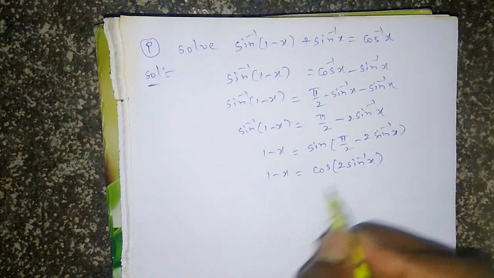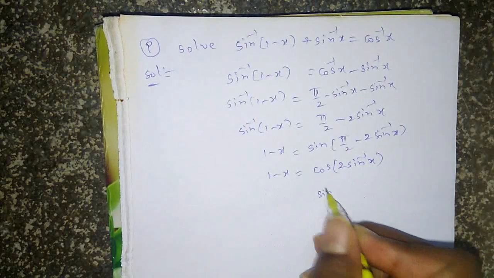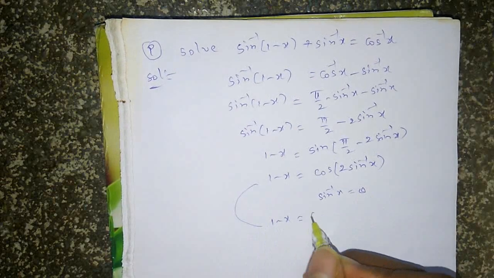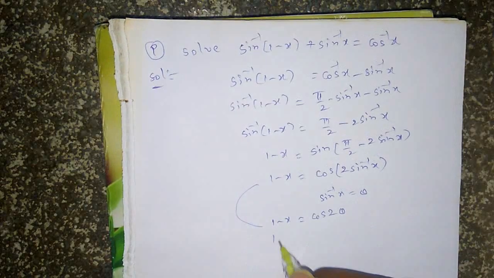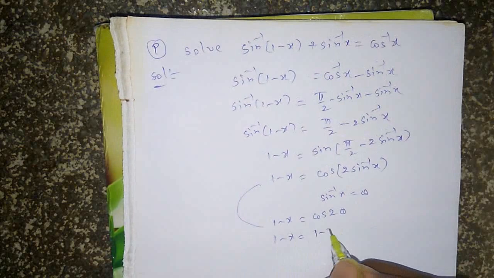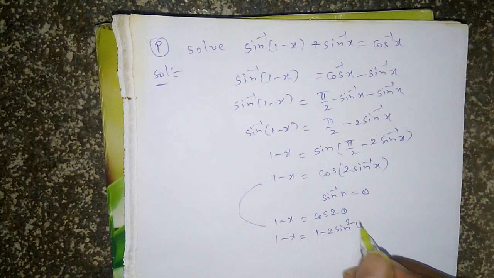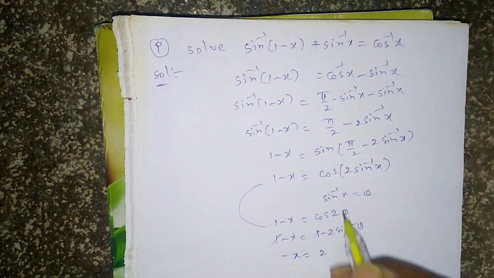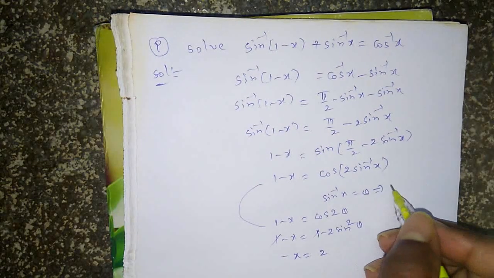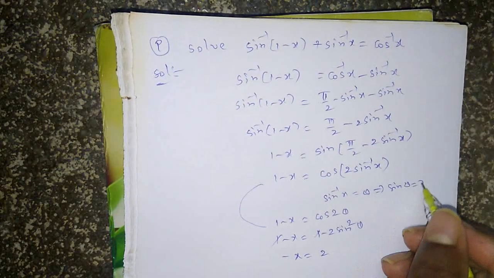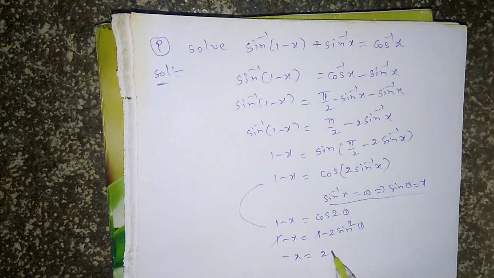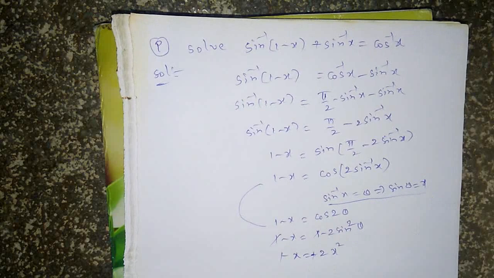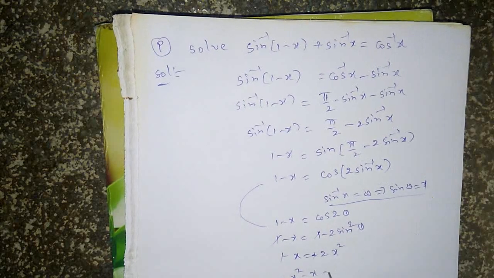So if you take sin inverse of x as theta, it will be 1 minus x is equal to cos 2 theta, that is 1 minus 2 sin square theta. Submultiple angle formula, here 1 and 1 get cancelled, minus x is equal to, here the sin inverse of x is theta means sin theta is equal to x. So substitute here, that is minus 2x square, here minus also gets cancelled. Now 2x square minus x is equal to 0.